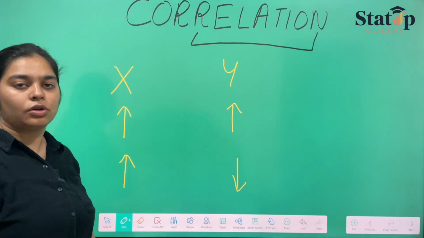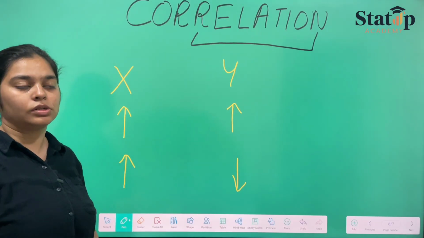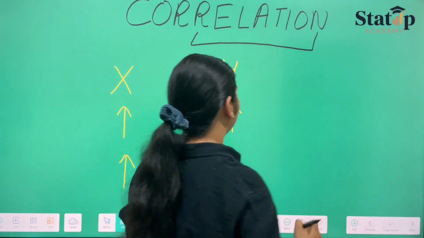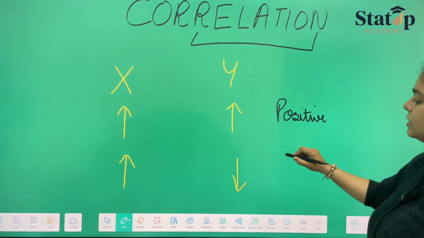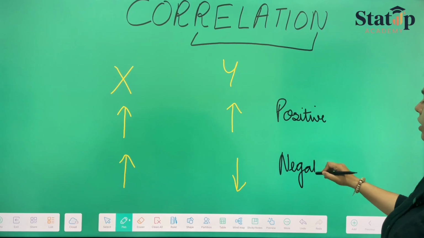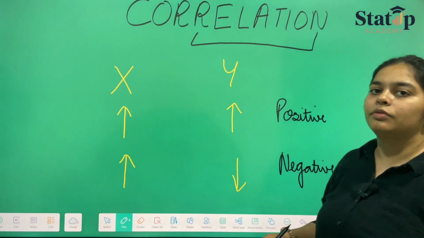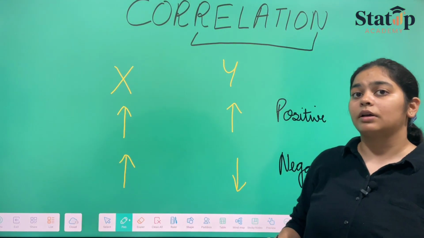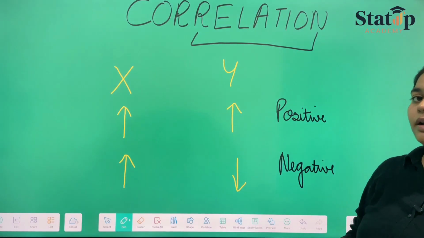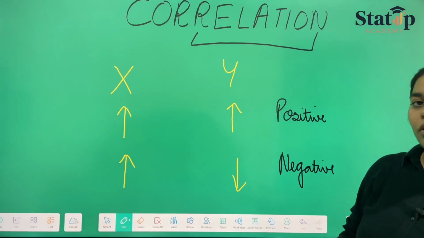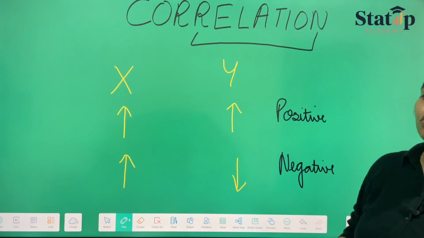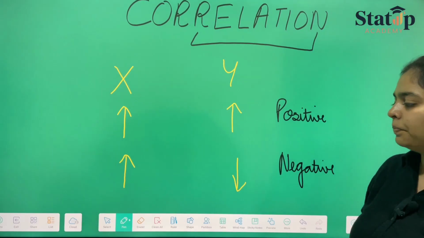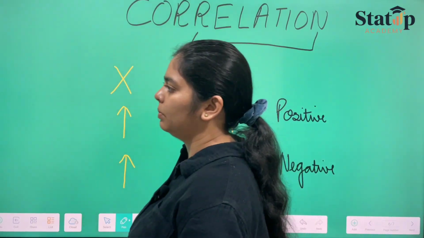When x is increasing, y is also increasing, and when x is increasing, y is also decreasing. So there are two types of correlation: one is positive correlation, and the second one is negative correlation. What is positive and negative? When one of the variables increases and the other one also increases with that, then both variables have positive correlation between them. And when one of the variables is increasing and the other one is decreasing, then we can say that both variables have negative correlation between them. So this is what correlation is all about.